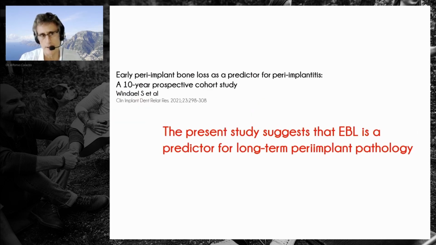Looking at even more literature, a 10-year prospective cohort study published more recently, in 2021, says that early bone loss is a predictor for long-term peri-implant pathology. This is true, but it's not the only factor, of course. There are other factors that might influence it, like periodontal status, periodontal pathology, smoking habit, and general health of the patient. But early bone loss is one thing you want to look at when you're looking at long-term stability.